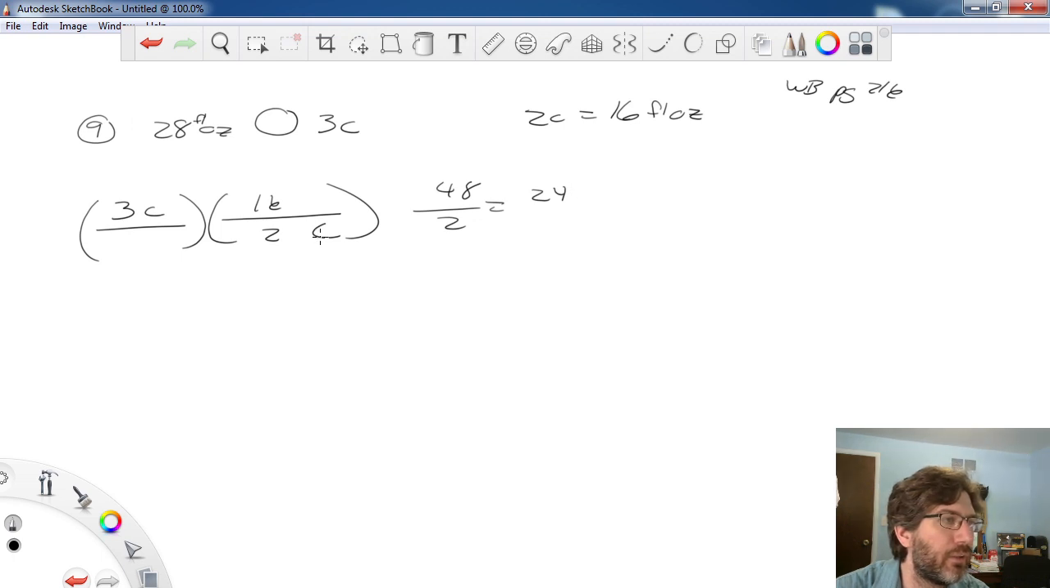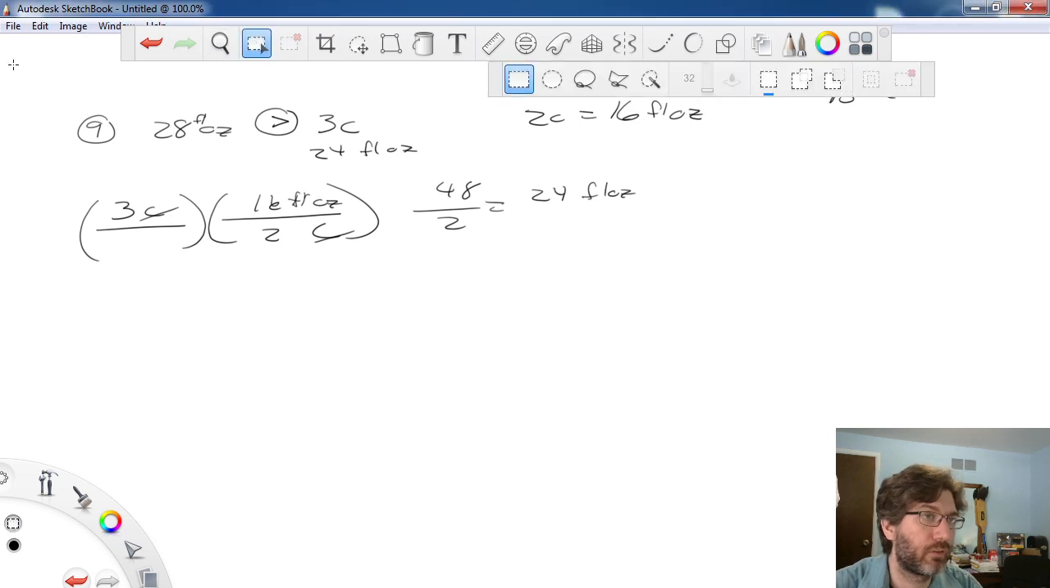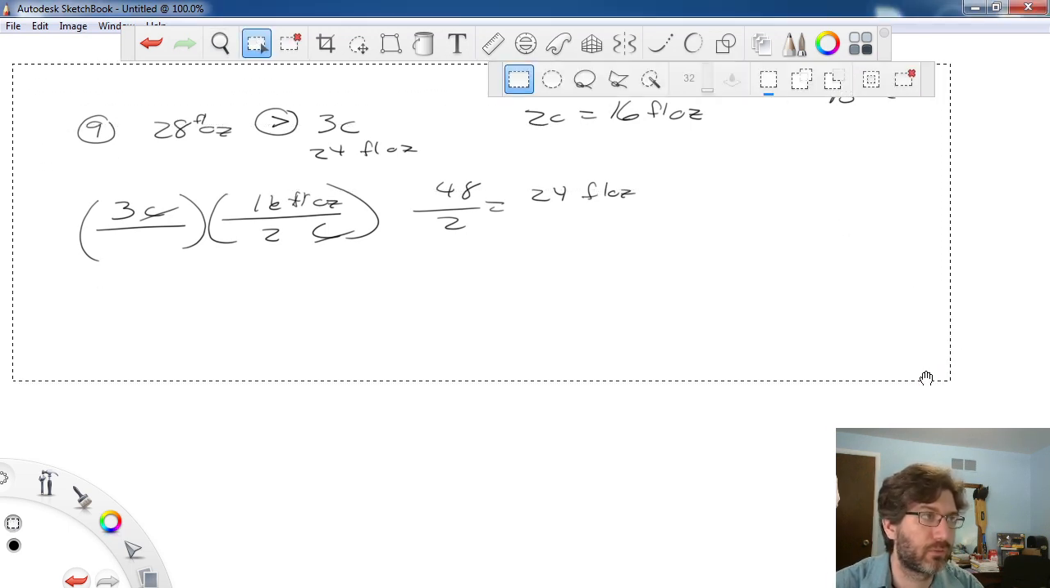And this is fluid ounces. Don't lose your units like I just did there. Cups will cancel, left with fluid ounces. So here you're actually comparing 28 fluid ounces to 3 cups, which is equal to 24 fluid ounces, and that one's larger. Or you could have taken the 28 fluid ounces and made them into cups. It doesn't matter as long as you make them into the same unit.